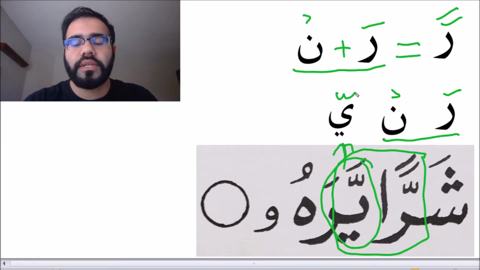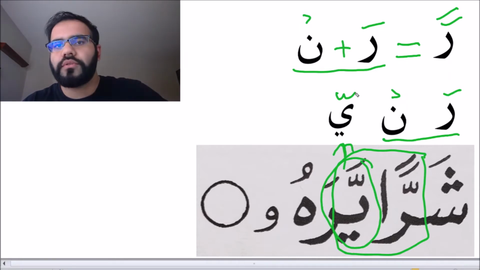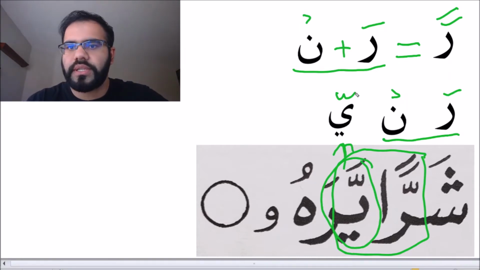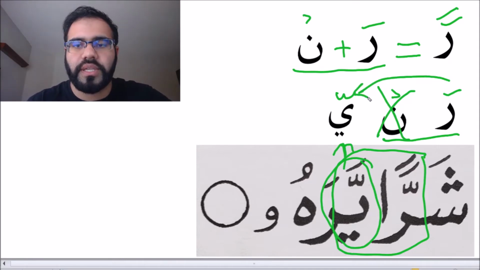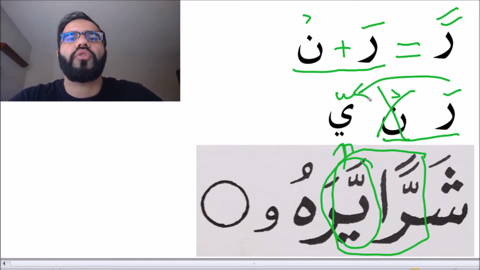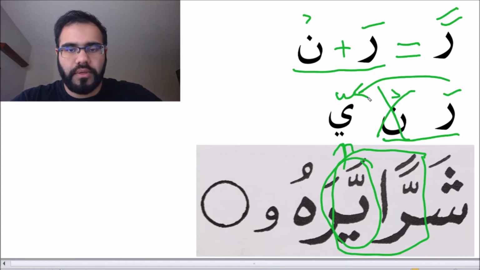So here's the shadda. And again, if you have a sukun that comes before the shadda, I'm going to ignore it. This ra will jump straight to the ya. Once again, it makes that rai sound. Okay, there's another example of the idgham.